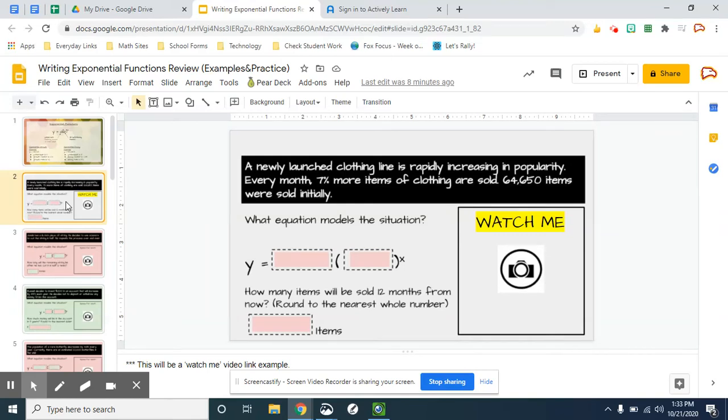A newly launched clothing line is rapidly increasing in popularity. Every month, 7% more items of clothing are sold. 64,650 items were sold initially. What equation models the situation?